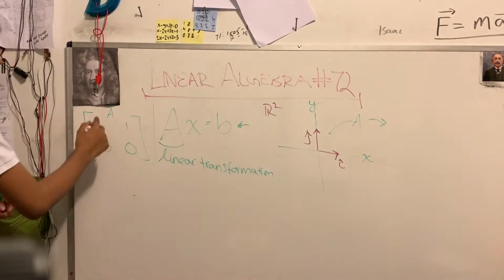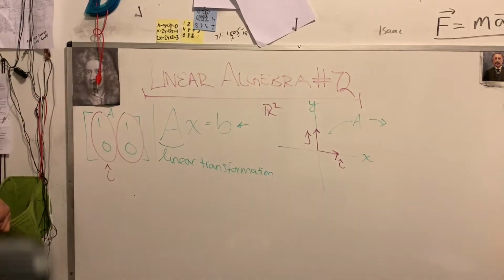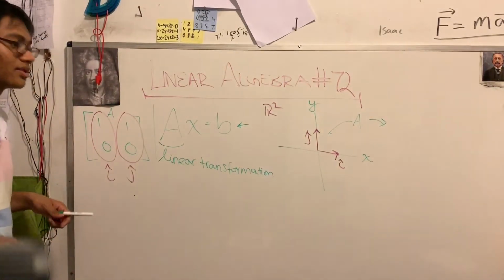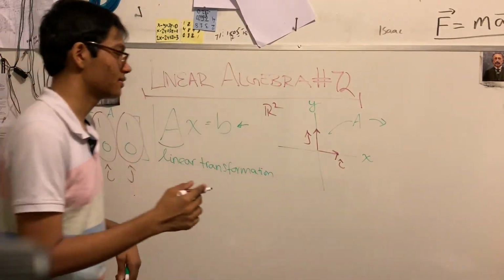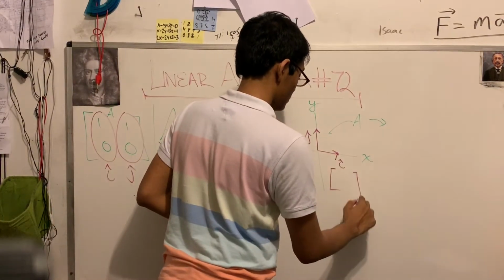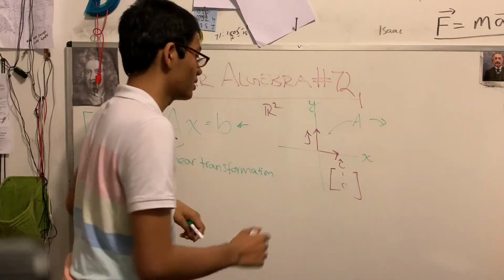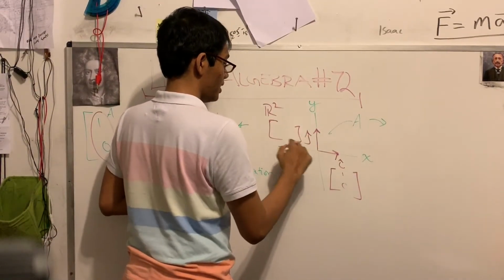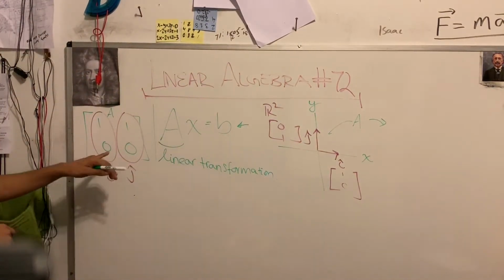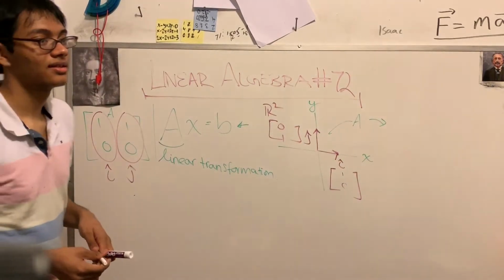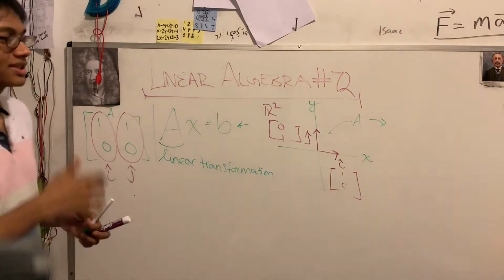Well, look at the columns. This is the new i hat, right? This is the new j hat. So what will the transformation look like? What was the old i hat? The old i hat is 1, 0, and the old j hat is 0, 1. And then what are the new i hat and j hat? 1, 0, and j hat is 1, 0. So i hat will not change, but j hat will lie on the i hat. Okay, so what does that look like?